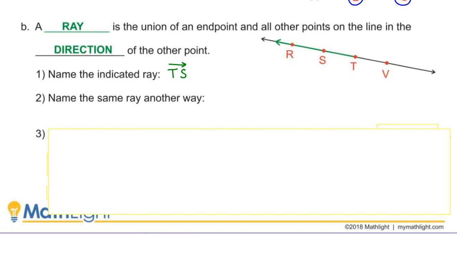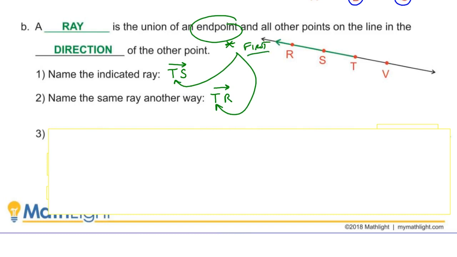Okay, are you back? So there's only one other way. The only other way to name this same ray is again to have the endpoint first. It's point T, but you could have R, because isn't the R direction the same direction as the S direction? They are the same. So it's the same ray, ray TR. Ray TS, ray TR, the same ray, but please understand that the endpoint has to be listed first. You have to list the endpoint first if you're going to get the notation of a ray correct.